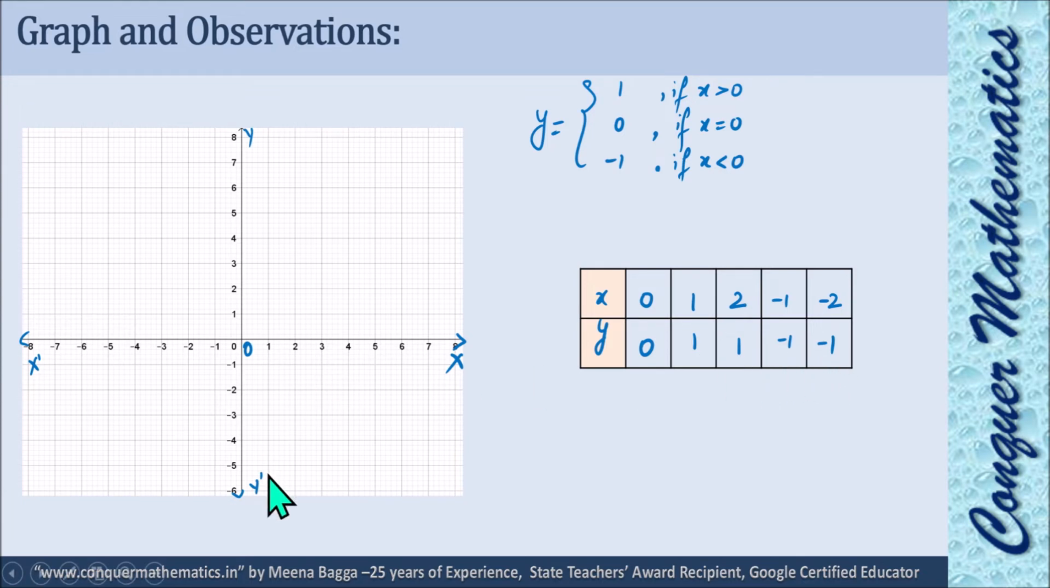Okay, let us draw these points. 0 at 0, this is the origin itself. Now 1 at 1. 1 at 2.